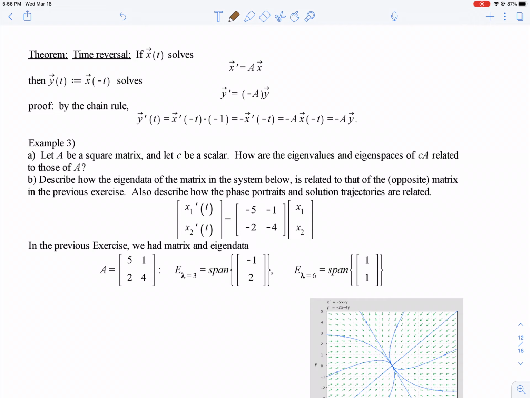Okay, and the proof of this fact is just the chain rule. So if we take y of t to be x of minus t, where x solved x prime equals Ax, let's compute y prime. So we have to use the chain rule. y is a composition. It is x of minus t. So by the chain rule, y prime is the derivative of the outside function, which is x prime, evaluated at the inside function, which is minus t, times the t derivative of the inside function, which is minus 1.